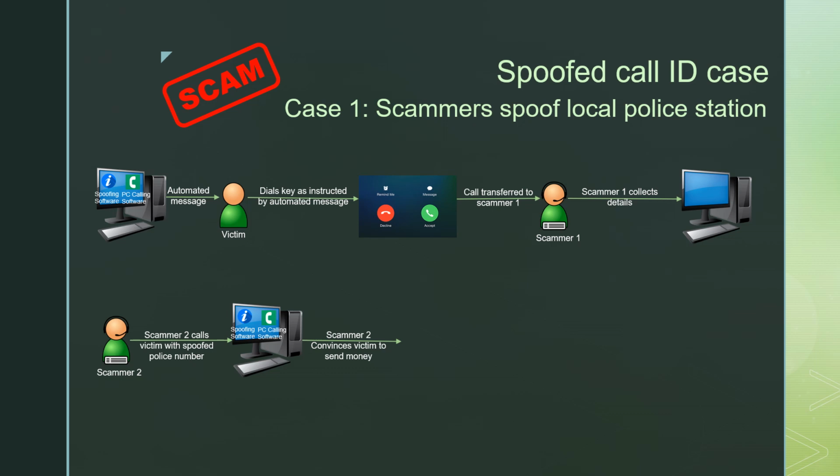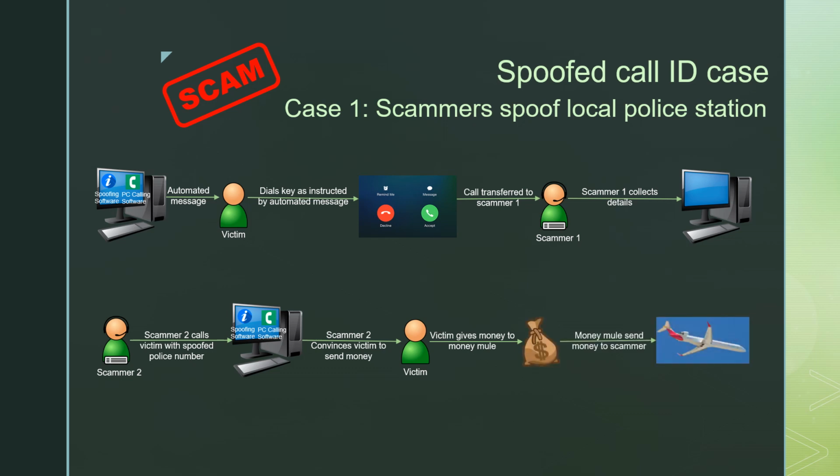Since scammer 2 was so convincing and earned the victim's trust, the victim arranged to withdraw the money and hand the money to a money mule, who sent the money overseas to the scammers. Because the scammers used a local police station caller ID and a convincing story, the victim lost money and the scammers benefited financially.